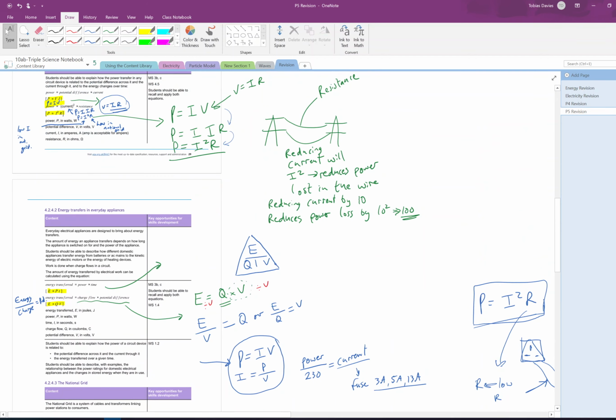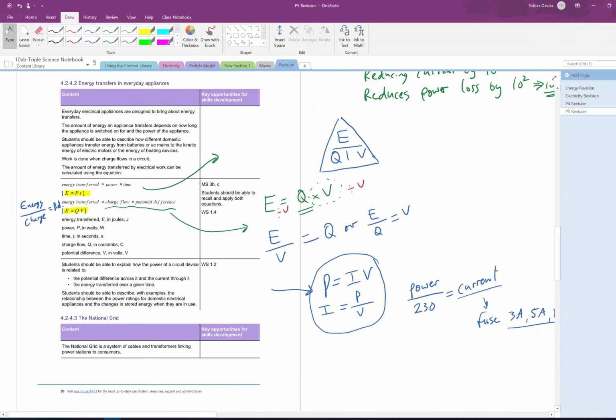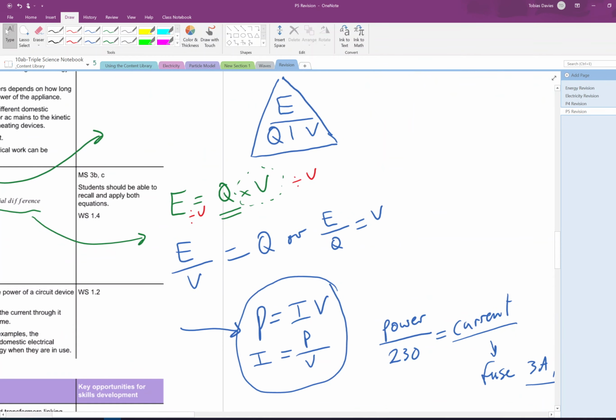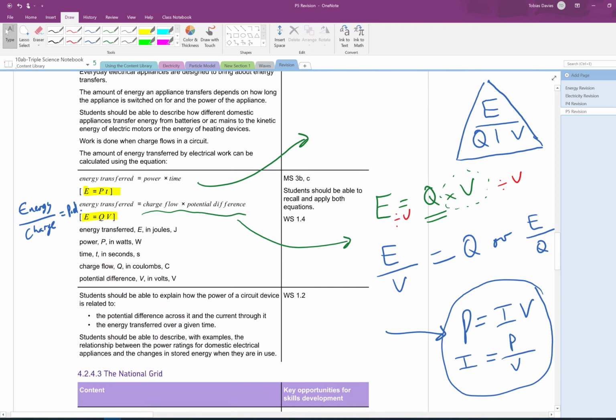If we then look at the basic idea from energy, the energy transferred is power times time. Then we can use that in terms of electrical energy. But then we've also got this other formula, which is the formula that kind of defines what a volt is.